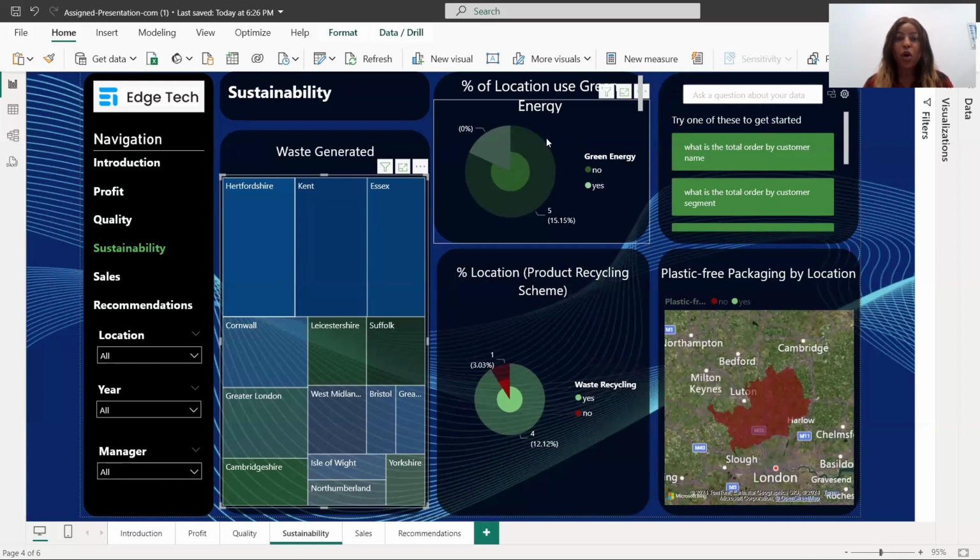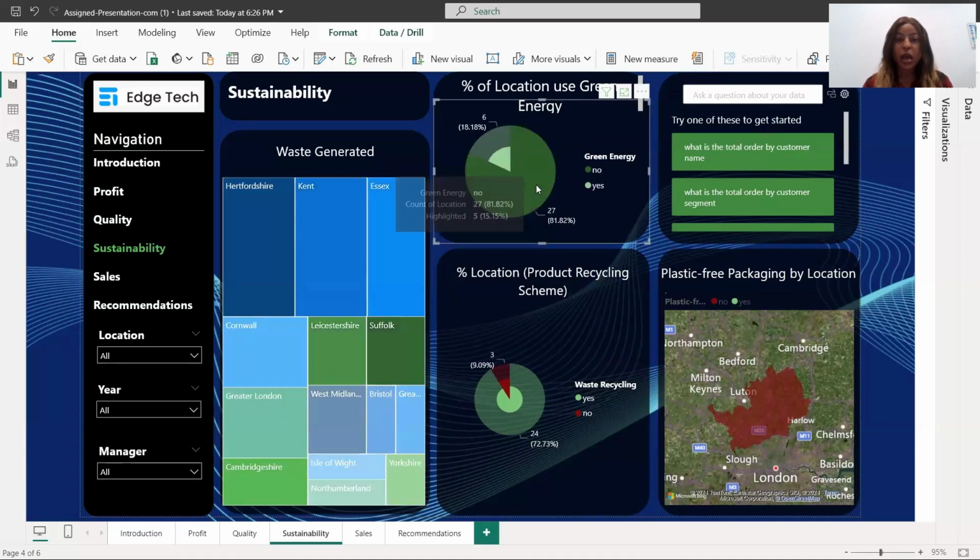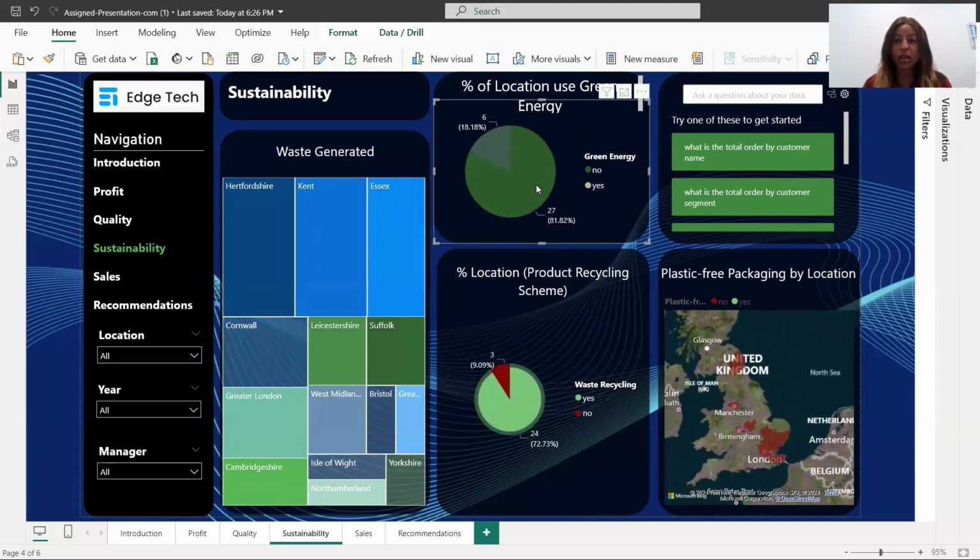And if you go on the location use of green energy here, the percentage of it, you can see from this dashboard that it has 27, which is 81.82% of low sustainability. Now I'm going to move over because of time. I can't go through all the locations, so I'm just going to pick one or two places to talk about.